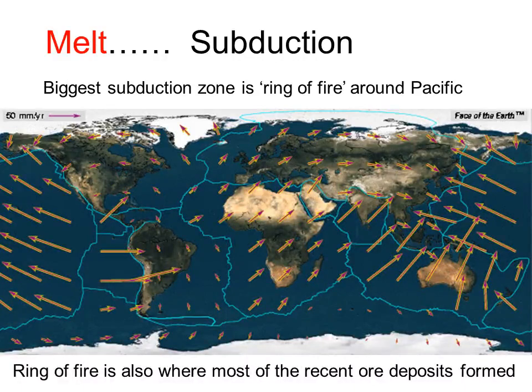The biggest subduction zone is the so-called Ring of Fire around the Pacific Ocean, and it's no coincidence that the Ring of Fire is also where most of the recent ore deposits are formed. Subduction is the dominant way of getting rock to melt.